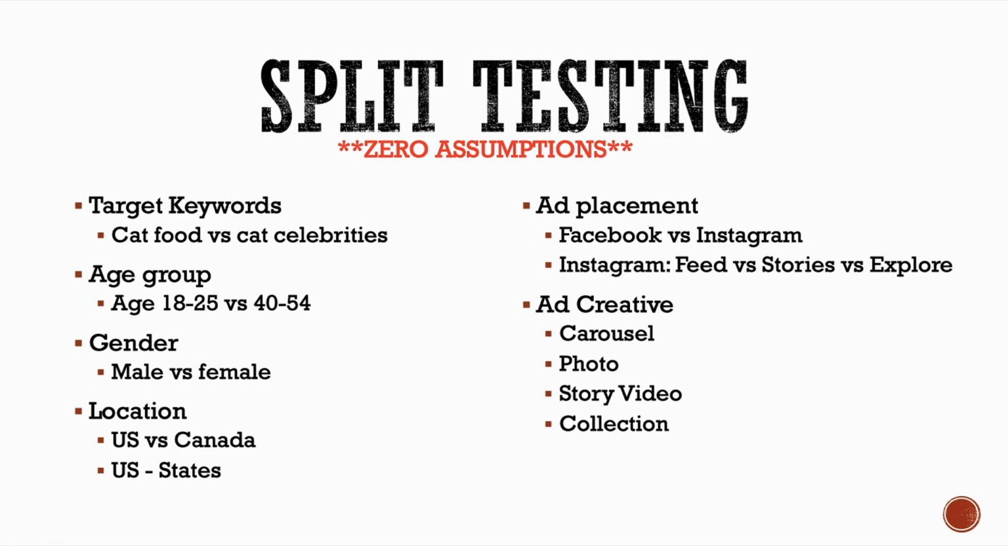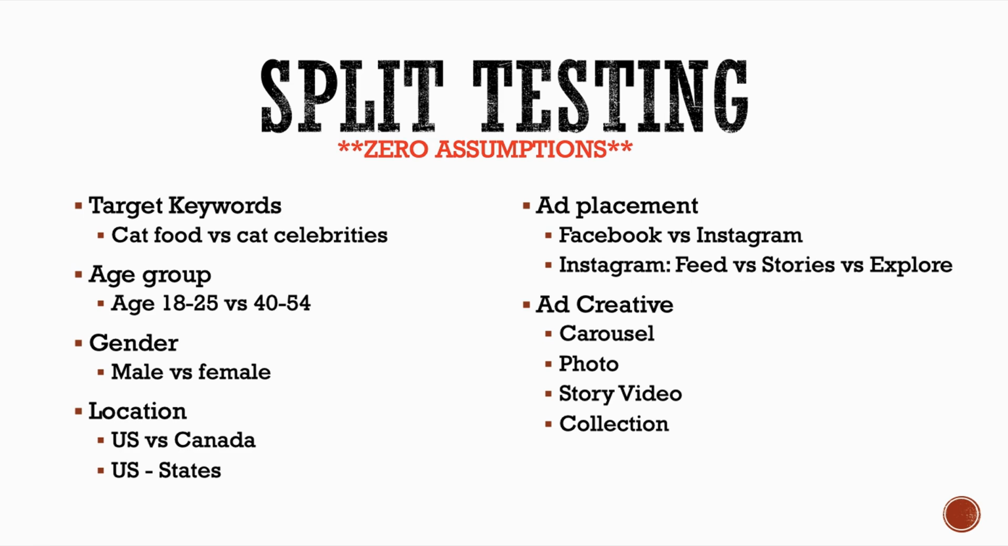Another thing that you can split test is the ad creative over here. So as I showed you previously, you can do carousel ads, photo ads, video ads, collections. So you might want to split test to see which of these creatives will respond better to your audience, because depending again on your niche or what type of product you're selling, people will respond based on the different ad creative. So not everyone will respond better to photo. Maybe your audience only responds best to story ads and whatnot.